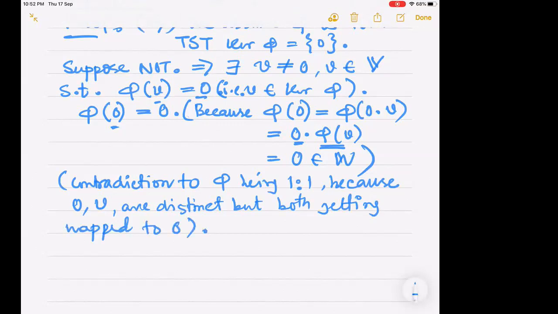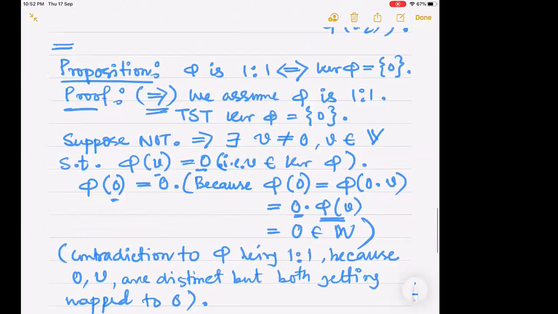So this is kind of obvious. This part of the proof, this direction, it's kind of obvious that one-to-one should mean kernel phi is equal to 0. Because if there is any non-zero element in the kernel of phi, that also gets mapped to 0, which is a direct contradiction, a direct violation of the one-to-one property.